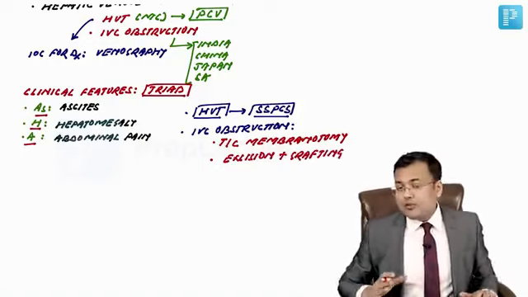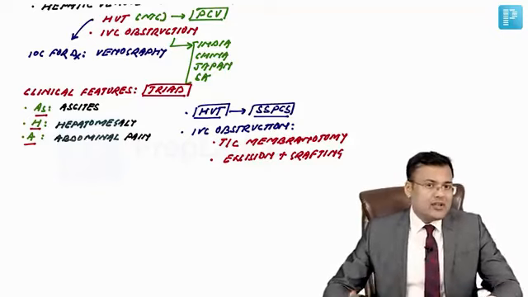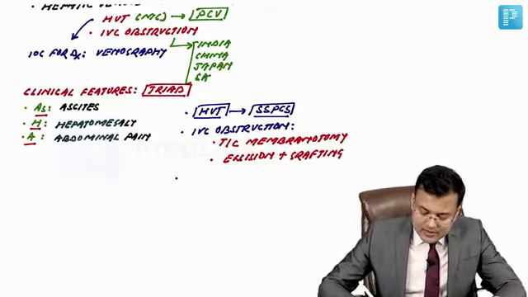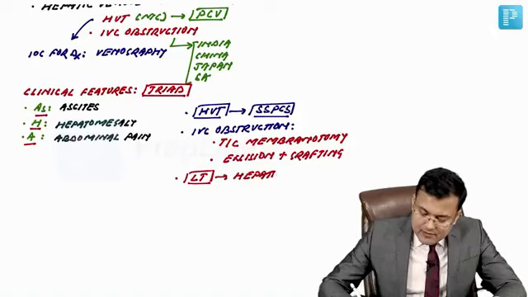And what is the problem? Suppose there is delay in the presentation and the patient is having hepatic failure. So in patients of hepatic failure, we go for liver transplantation. So liver transplantation for hepatic failure.